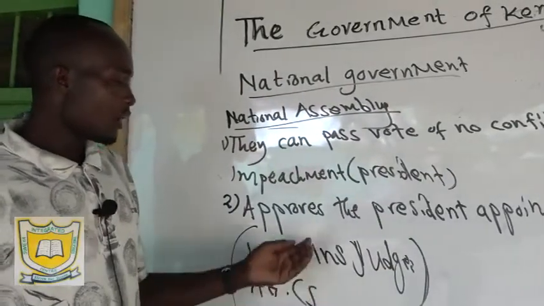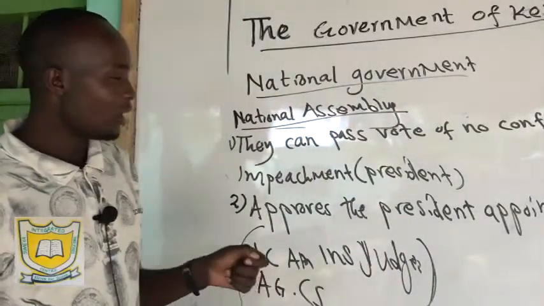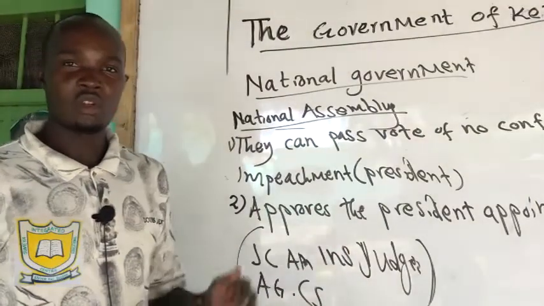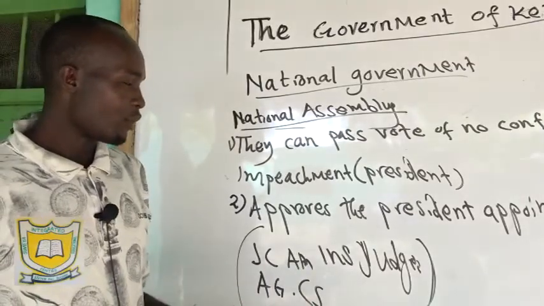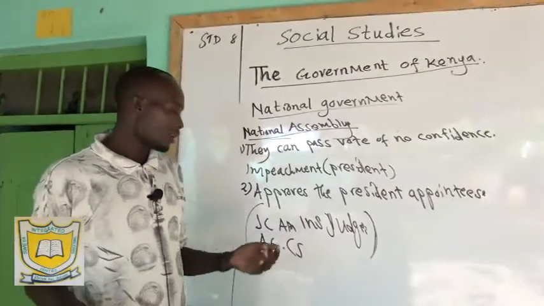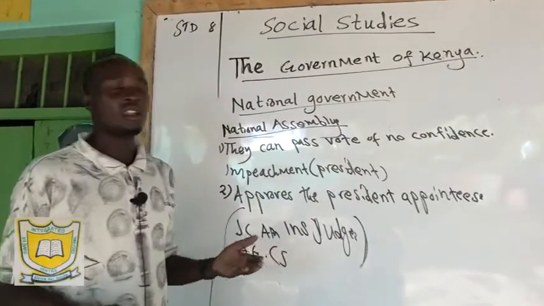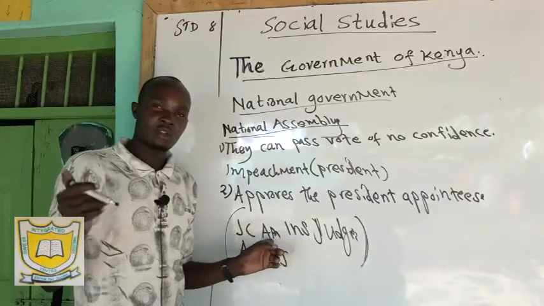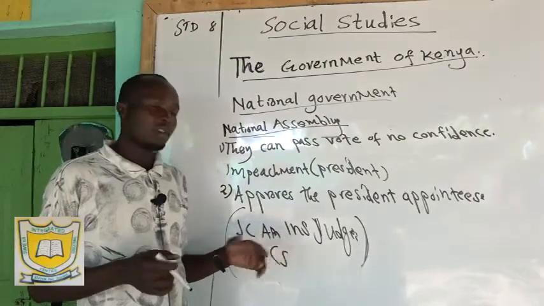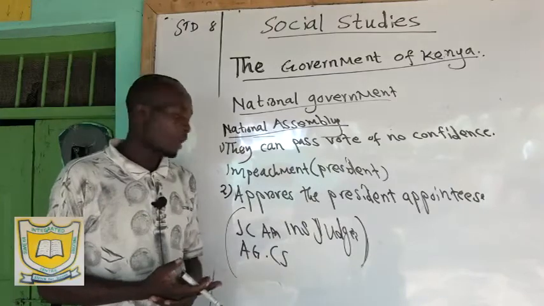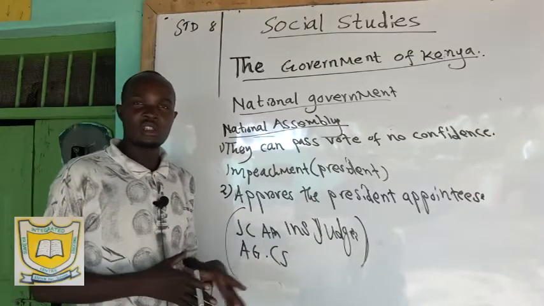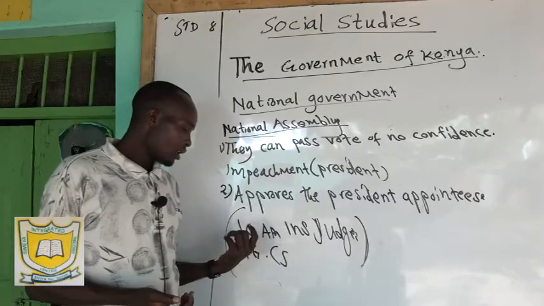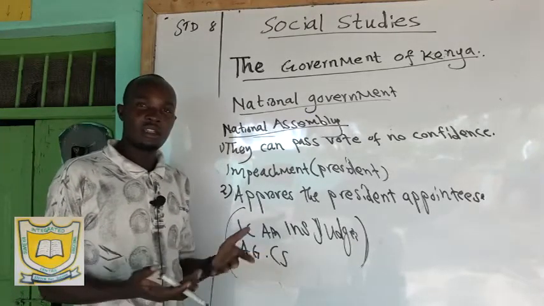So after the president has appointed them, then they will appear before the parliament. Then the parliament will start questioning them or interviewing them. For example, Matiang'i has been given the role to manage the internal security department in Kenya. How will he ensure that Kenyan people have security? Then Matiang'i will give the strategies for how we will manage security in the Republic of Kenya. Let us say another example is somebody like the Chief Justice, maybe David Maraga.